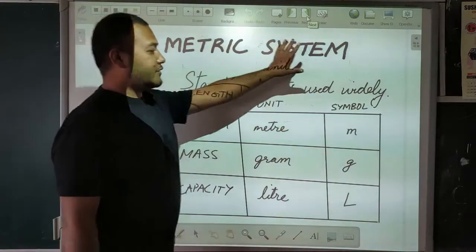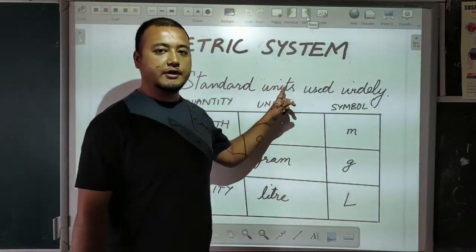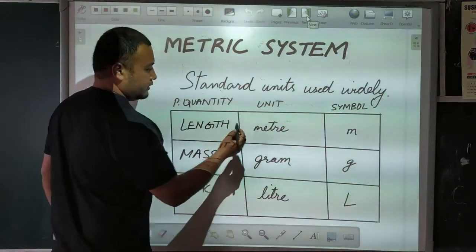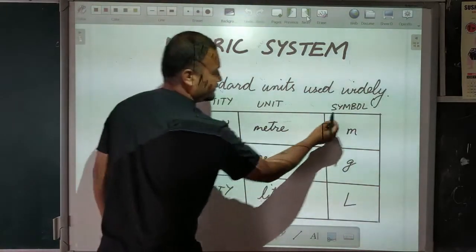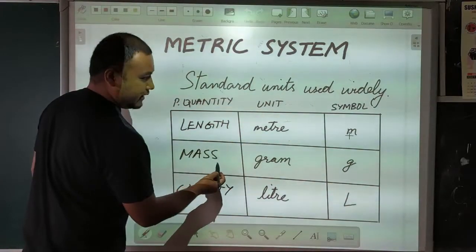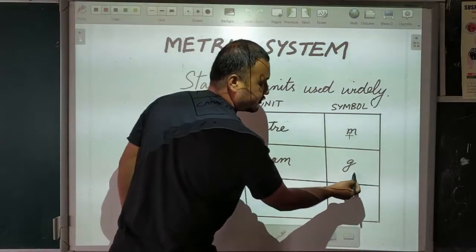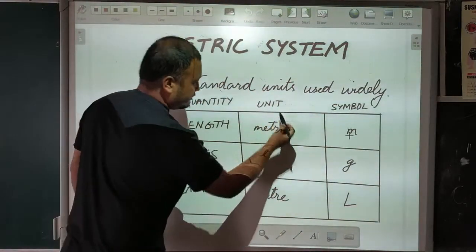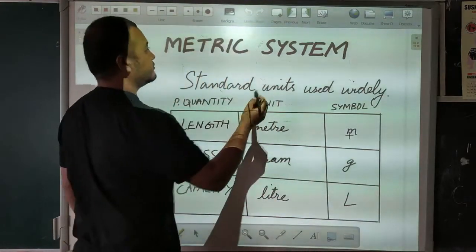So now we come to the metric system. Now the metric system is nothing but the standard set of units that are used widely. Okay, so we use the unit meter to measure length, and the symbol of meter is small m. To measure mass, we use the standard unit called gram, and the symbol is small g. And to measure the capacity, the standard unit is liter, and the symbol is a capital L.